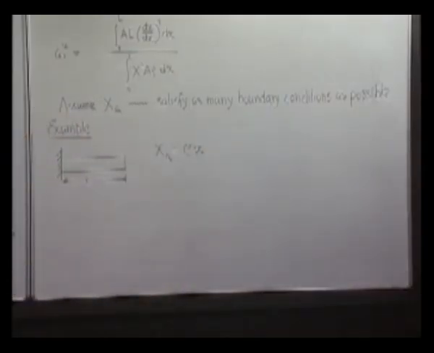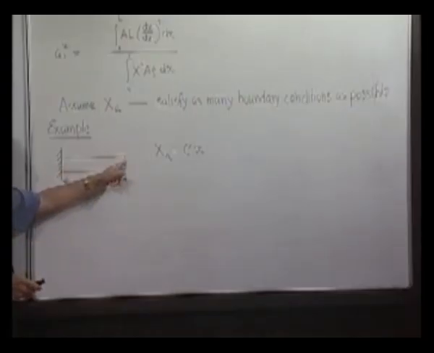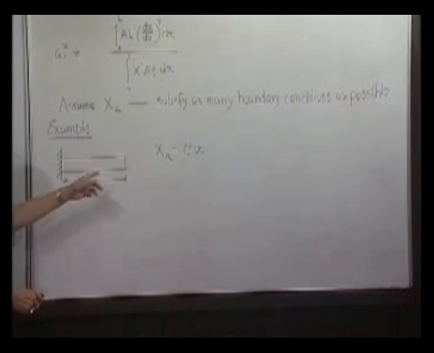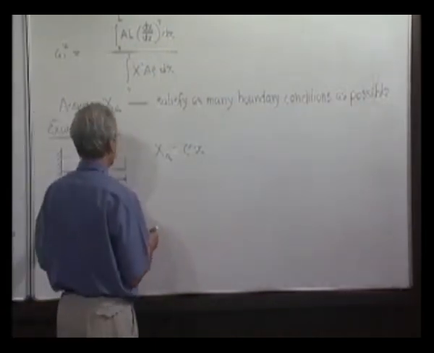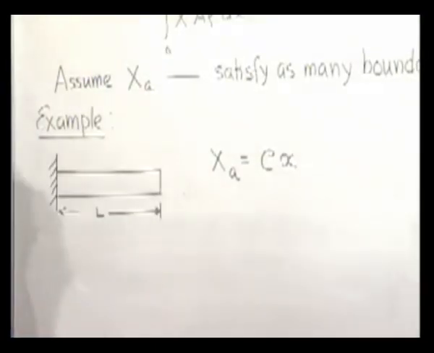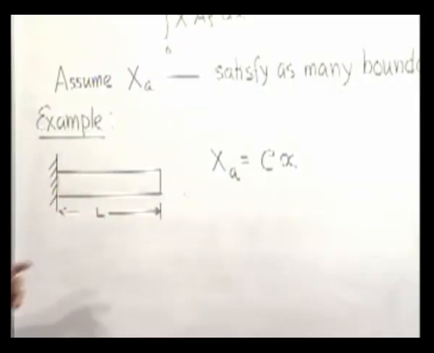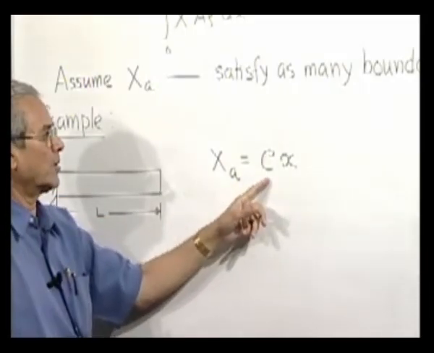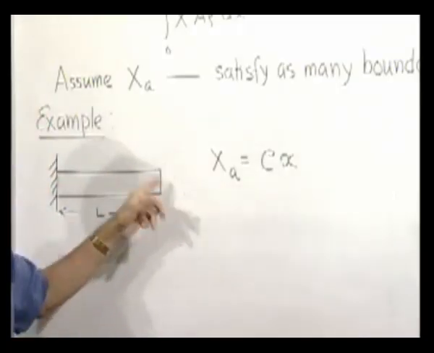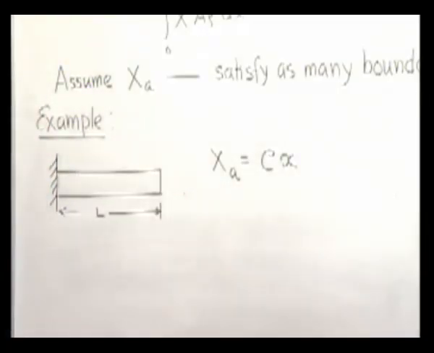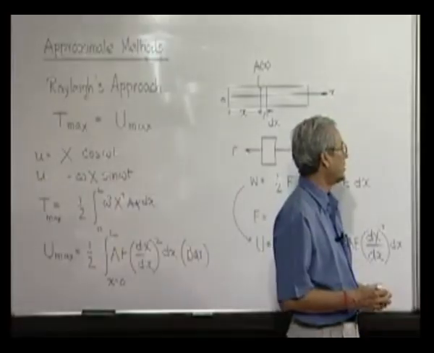There are two conditions: this is the fixed end, that means there is no displacement at x is equal to 0, and the other is free, that means strain is 0, that means dX/dx is 0. Now, here we find that at x is equal to 0, X is 0, satisfying the condition. But at the other end we are not satisfying the condition, dX/dx is constant c and it is not equal to 0 at x is equal to L. So, we are satisfying only one of the two boundary conditions.